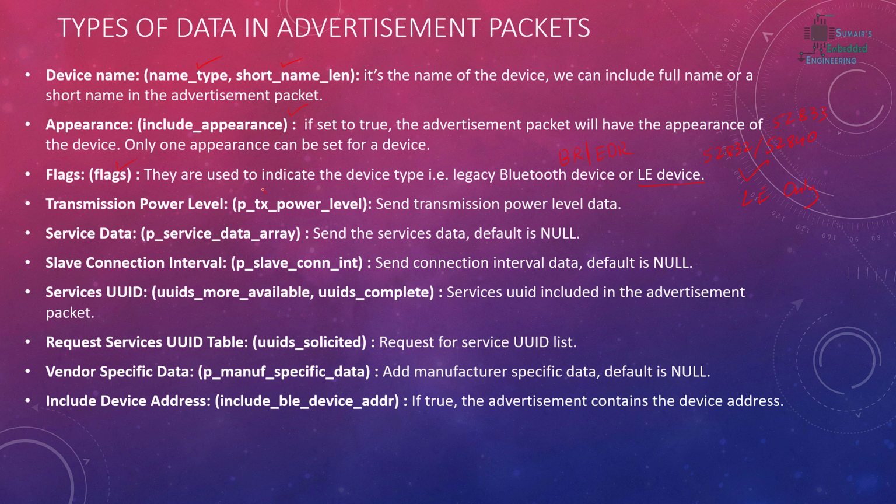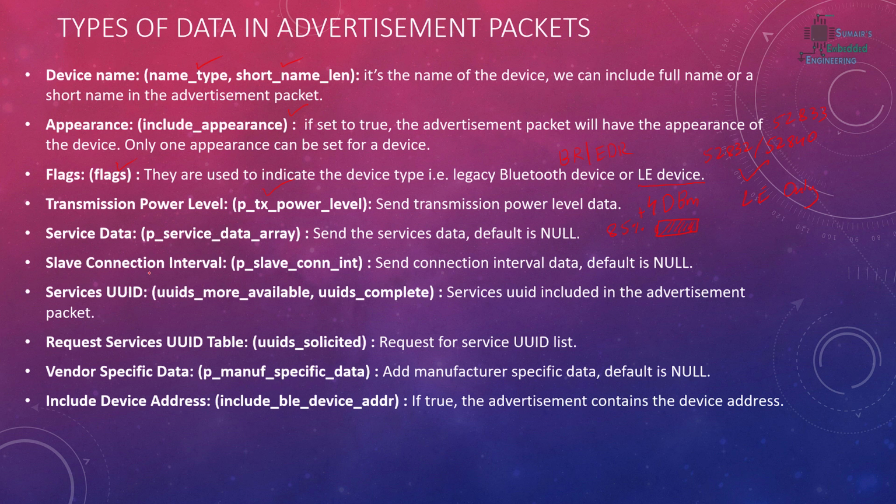Then we have transmission power level, and for this we can also send the transmission power level, for example 4 dBm. Then we have a service data array. For example, if our device has a battery and is sending the battery's charge level, we can include that as well in the advertisement packets, so it can show if our battery is charged or not.